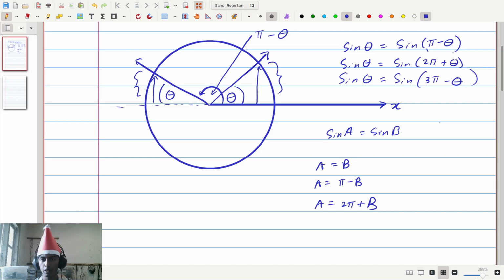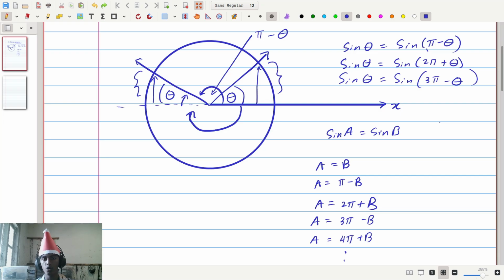And of course this pattern repeats. The next one will be 4 pi plus theta and so on. So A could be 3 pi minus B and A could be 4 pi plus B and so on. You should also notice that this is also possible in the negative direction. If we go in the negative direction like this and then we go an extra theta degrees, we will be facing that same original direction.